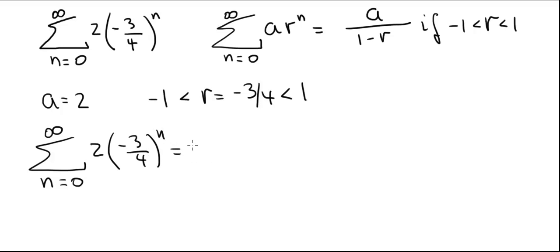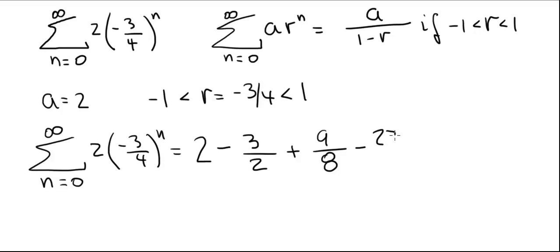When n equals 0, we have 2. When n equals 1, we have 2 times -3/4, which is -3/2. Plus, when n is equal to 2, we have 9/16 times 2, that's 9/8. When n equals 3, we have -27/64, so that's -27/32. You're multiplying by -3/4 each time, and so on.